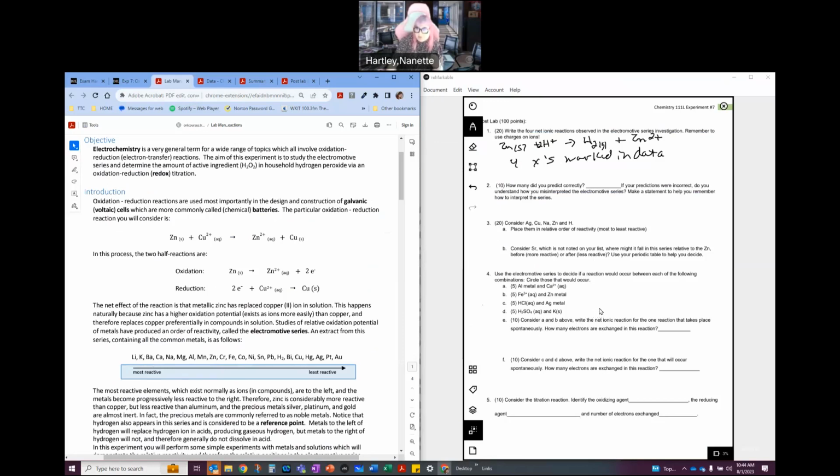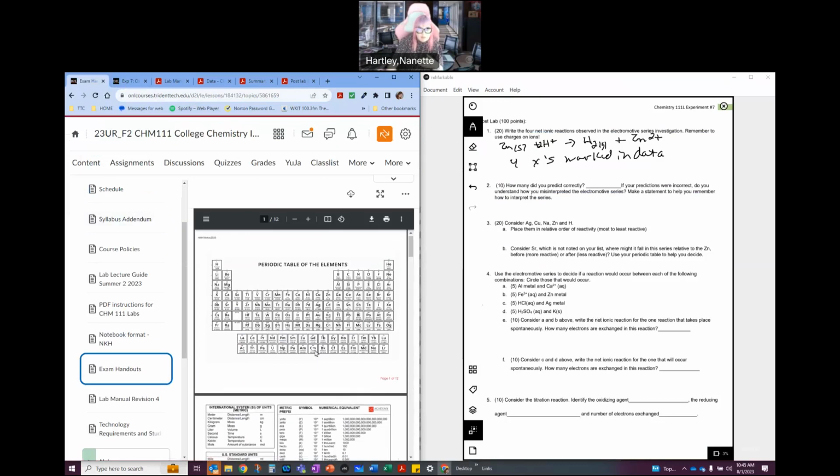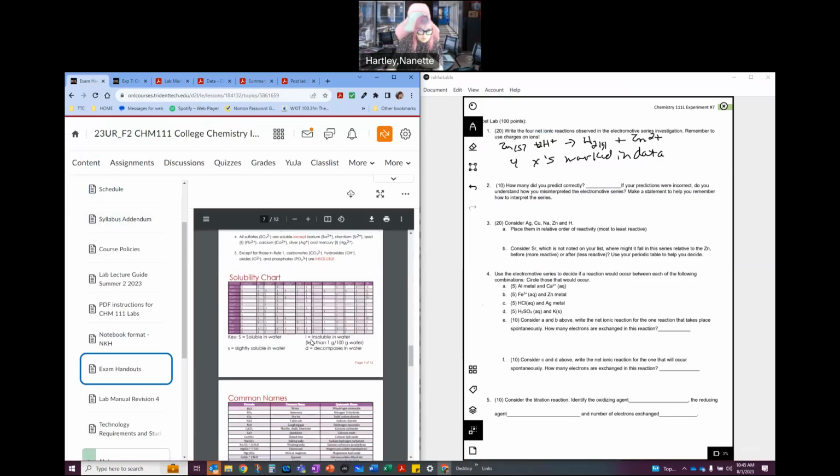Use the electromotive series to decide if a reaction would occur between each of the following combinations. Circle all that would occur. Now you can use this to determine if it's going to happen. I actually use my table of reduction potentials too.